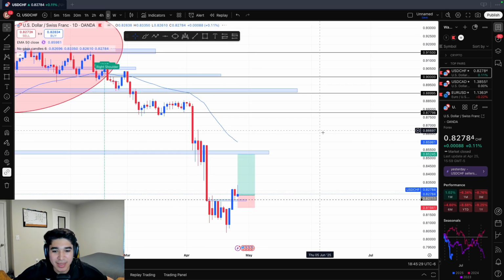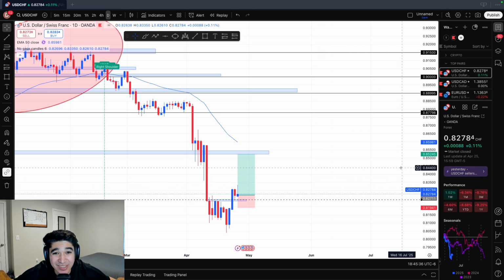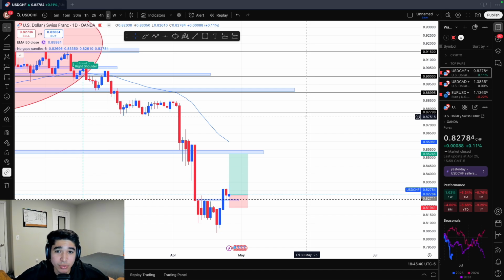But if you go to the daily, you're going to see that the three of them look pretty much the same. So I advise you to at least look for one that gives you the most confidence or the best entry or the best risk to reward.